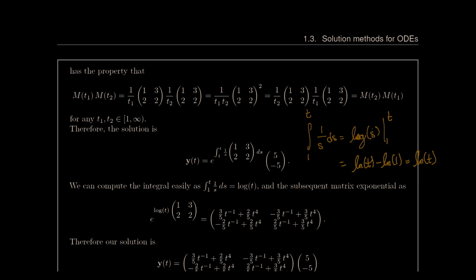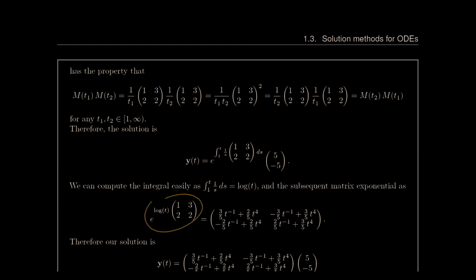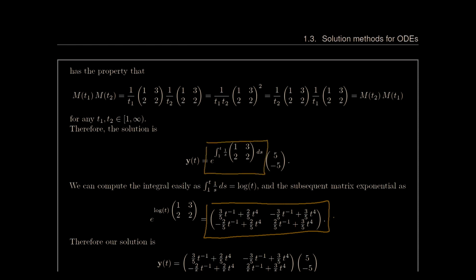So if I had something like e to the log t times this matrix, this is really t to a power of a matrix, which we can compute this way. Lots of choices on how to compute that. The result is the following. And so that's this term. And then this matrix just needs to hit the vector 5, negative 5.